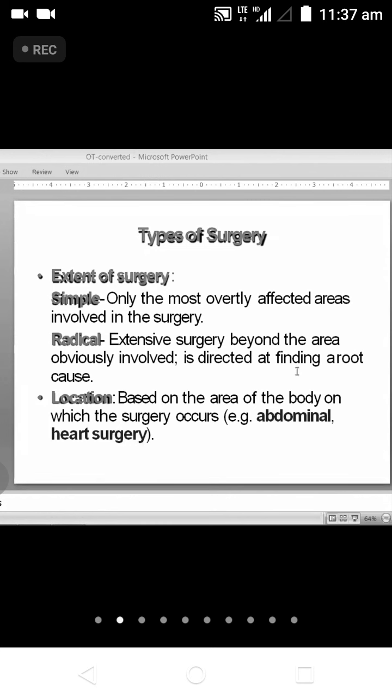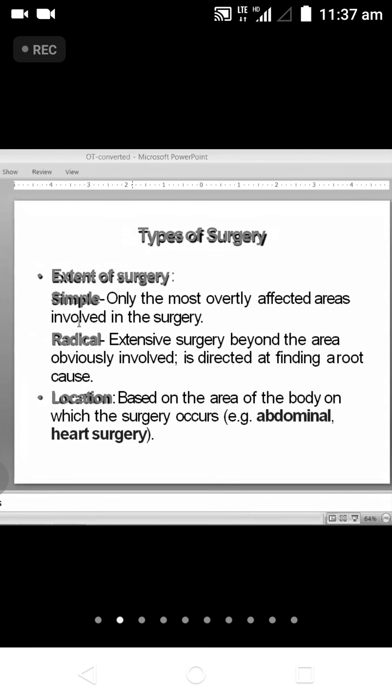It is directed at finding a root cause. Radical surgery can be done in cancer patients. If they have a cancer of the stomach and it has affected the esophagus or the duodenum, then along with removing the stomach, they will be removing half portion of the esophagus as well as the duodenum. That is called radical surgery. Whichever part there is a metastasis, they will be removing.